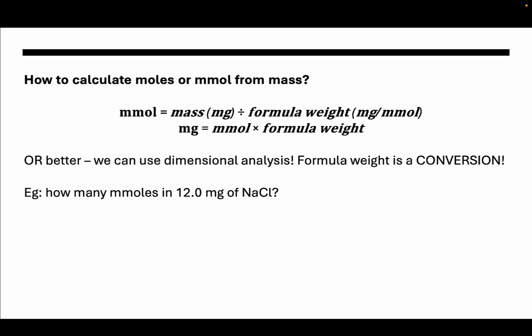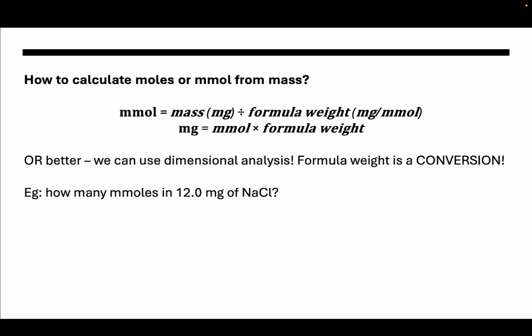Okay, so how do we calculate moles or millimoles from a given mass? Here I've included a couple of formulas. If you want to get millimoles, you take the mass and divide by the formula weight. If you want to get the mass in milligrams, you take the millimoles and multiply. But I would not try to memorize both of these formulas, and these will not appear on your equation sheet. What I think is really important is to use formula weight as a conversion. We've dealt with dimensional analysis, and we can use what we've learned to deal with formula weight as a conversion.